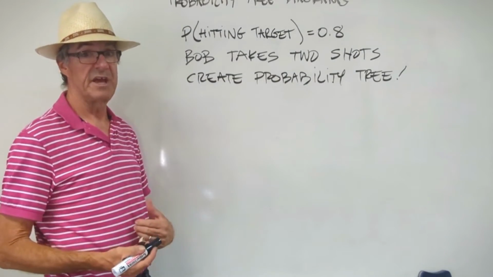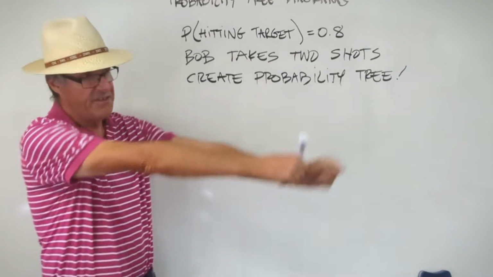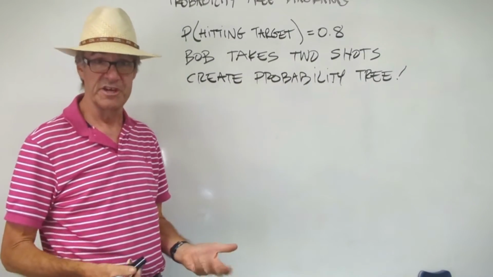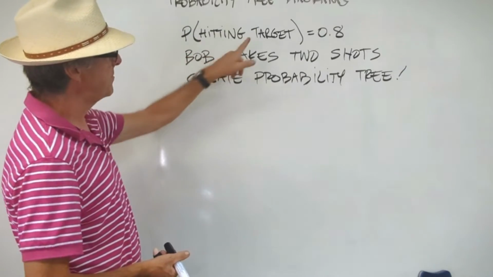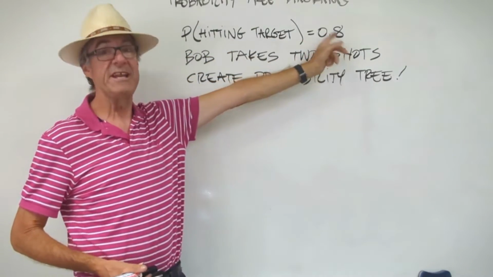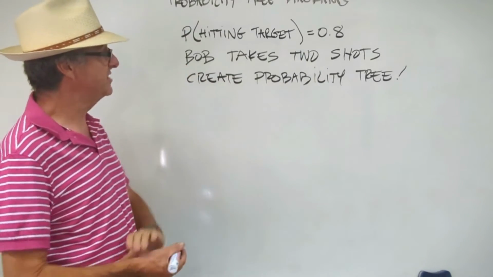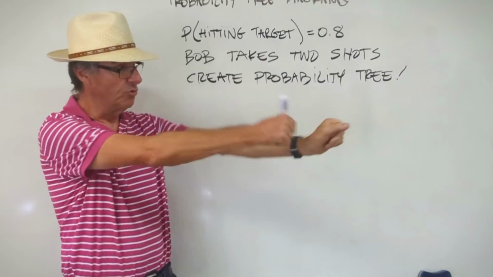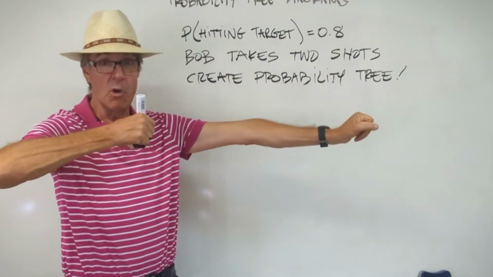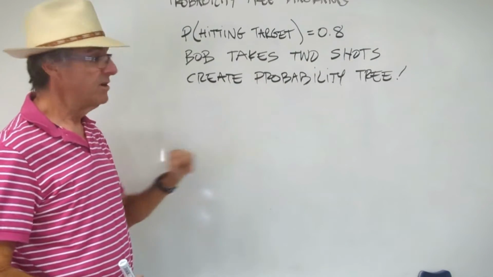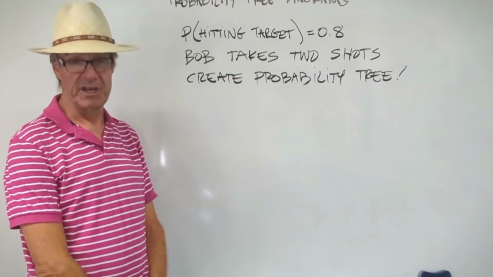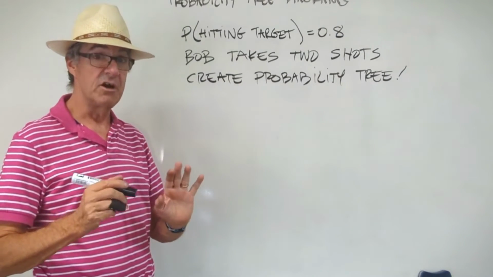Let's do a second example. So Bob is this guy that likes to do archery, another archery example for you. And his probability of hitting the target is 0.8 or 80%, okay? Now, Bob takes 2 shots. So he gets to shoot one and then he gets to shoot the other one. Now, first step, create the probability tree for that. So pause the video and do that.